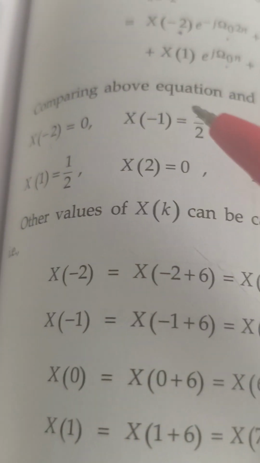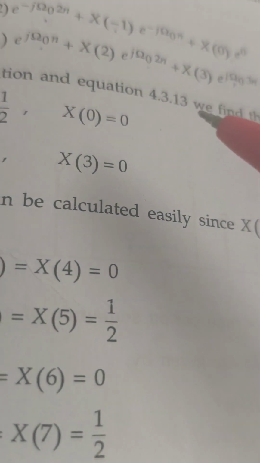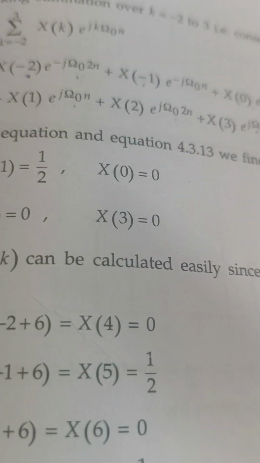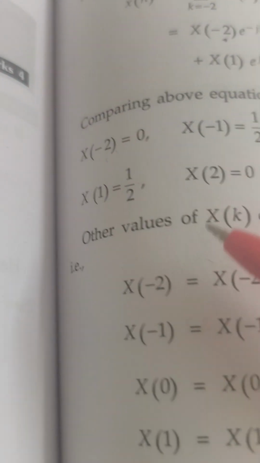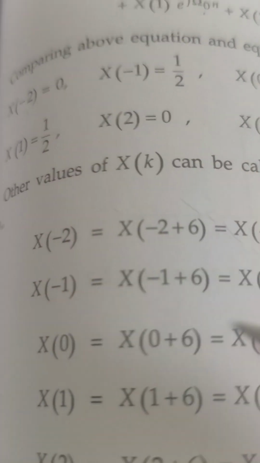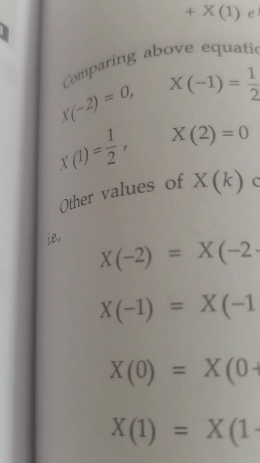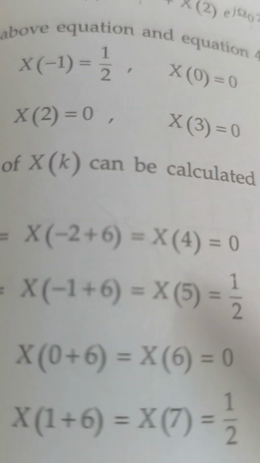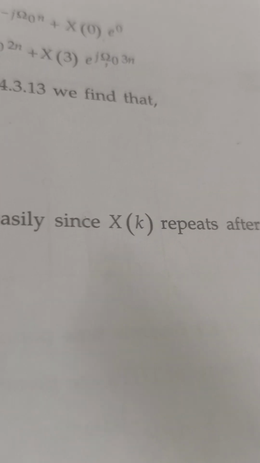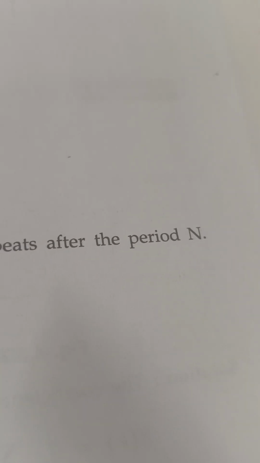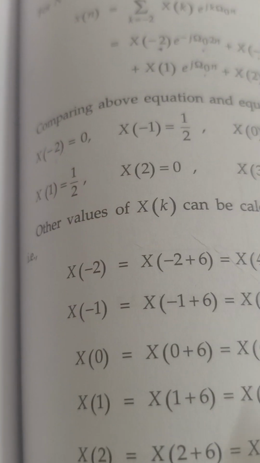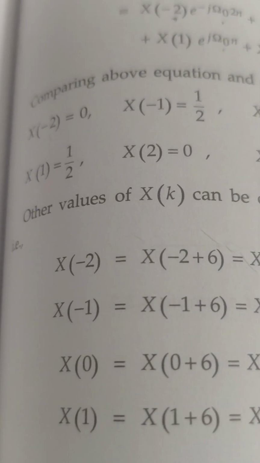Even if we want x of minus 3, here x of minus 3 is not there. X of minus 4? No. X of 4? No. But since we know the period, it is a periodic signal that repeats every six sequences. Other values of x can be easily found, since x of k repeats after period n. After six values it repeats, therefore we can find them out.